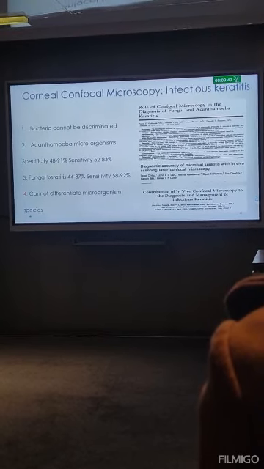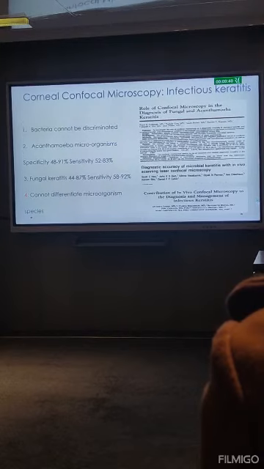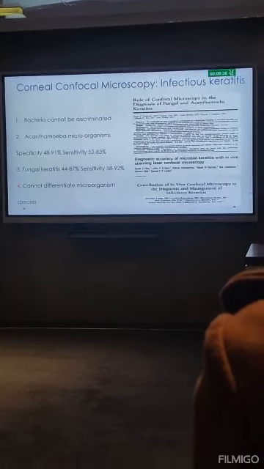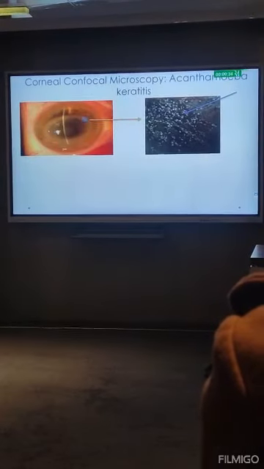However, you cannot diagnose which fungal type it is. You can just see that there are fungal elements. But this might be very useful in starting a prompt treatment.